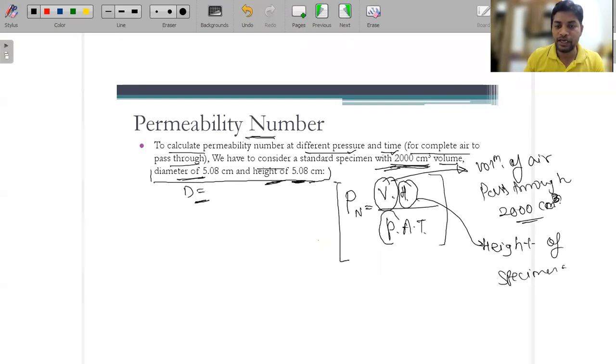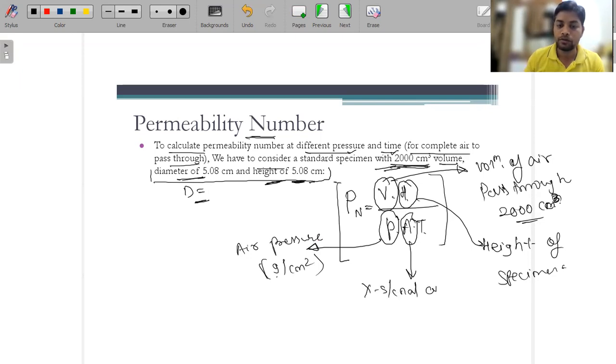P is basically the air pressure that we are maintaining, in gram per centimeter square. A is basically the cross sectional area. This is a cross sectional area, that is in centimeter square.